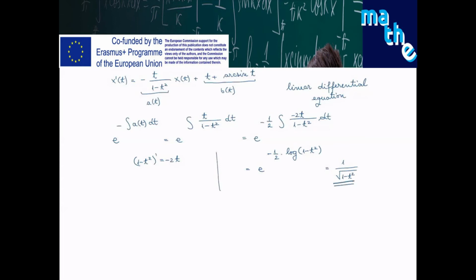We multiply the equation by this term, and we obtain that x' times 1 over the square root of 1 minus t squared plus t over 1 minus t squared times 1 over the square root of 1 minus t squared times x(t) equals t over this square root plus arcsin(t) times the integrating factor.